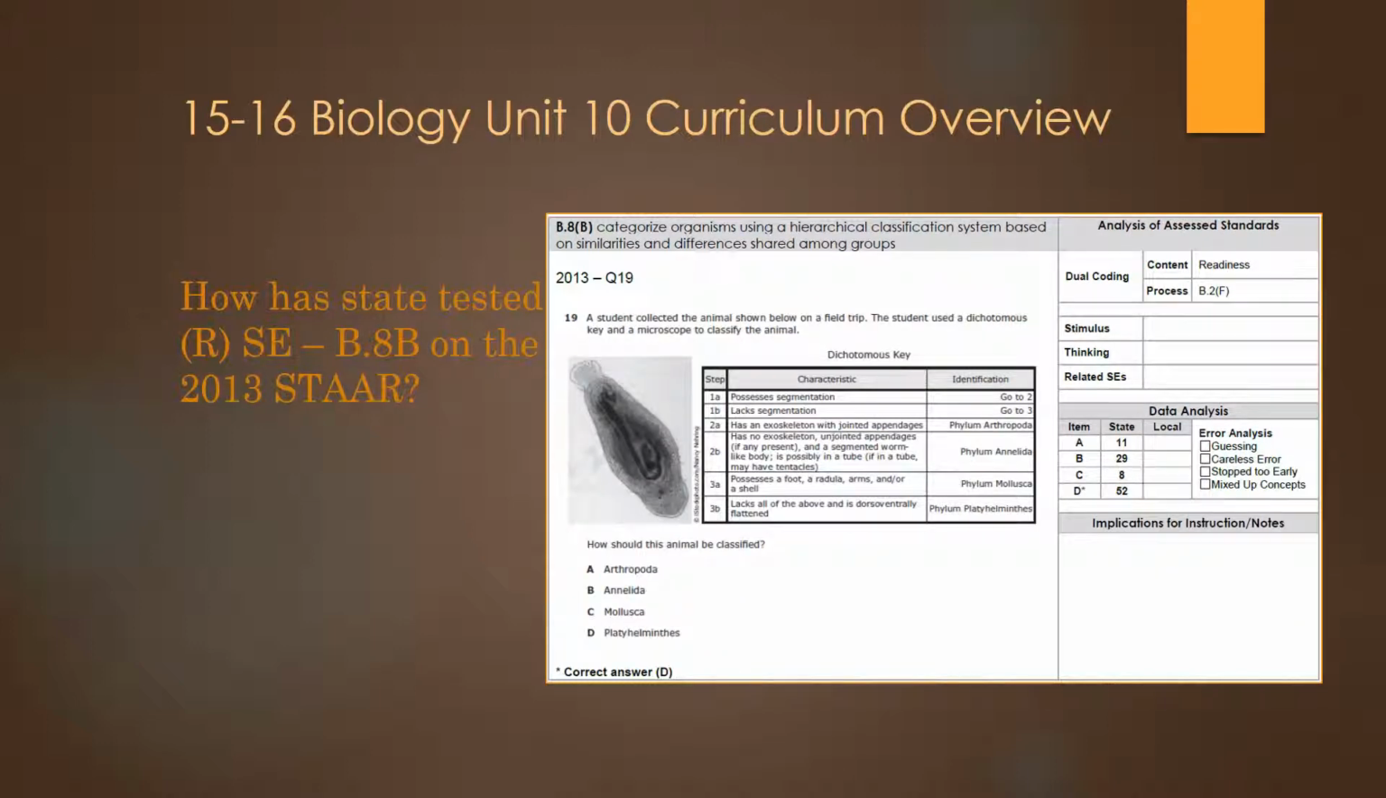Now, in a question from 2013, looking at question 19 on the same SE readiness standard, we're using processing skill 2F, and the students have to utilize the dichotomous key in order to classify this animal. So this is the picture of the animal. They have to go through the dichotomous key and look at its characteristics, determine if it has it, if it doesn't have it, and where to go next in order to identify this animal, or what category it should be classified into.